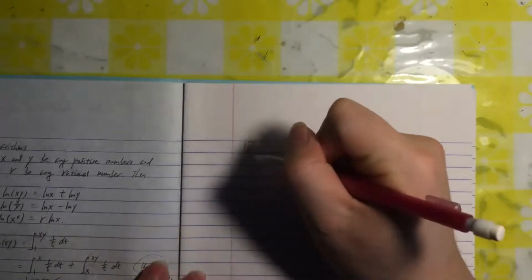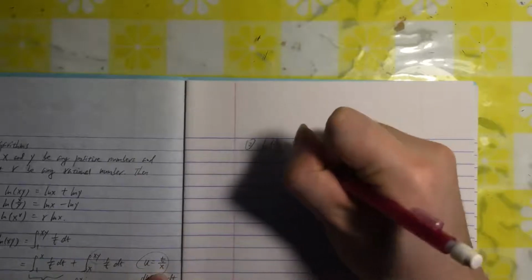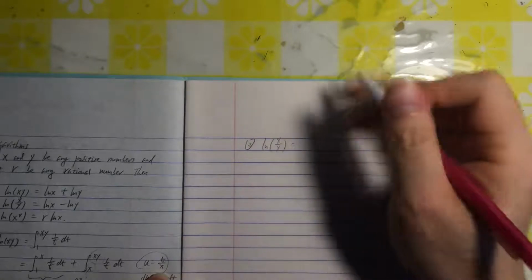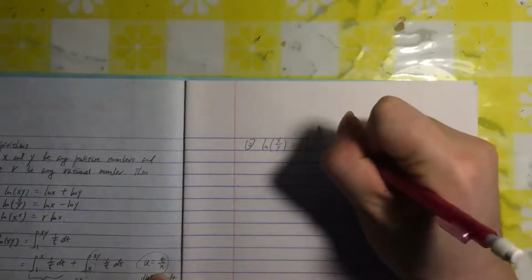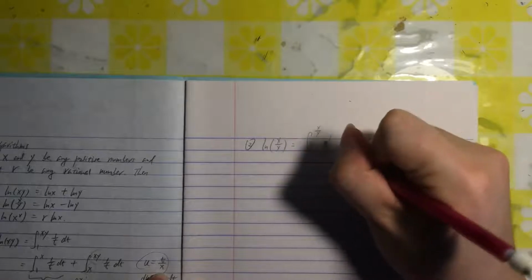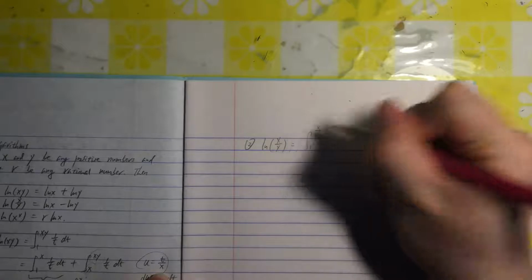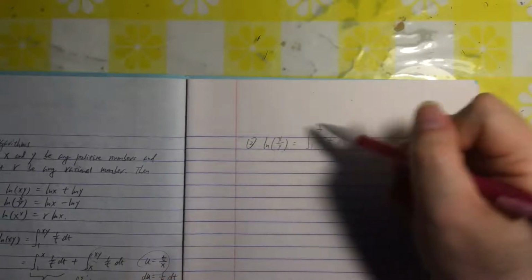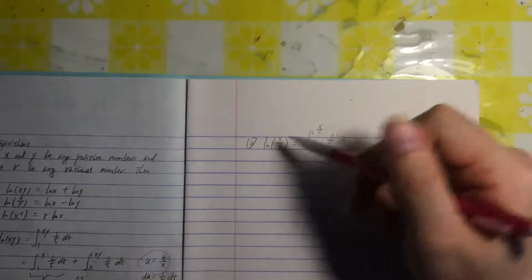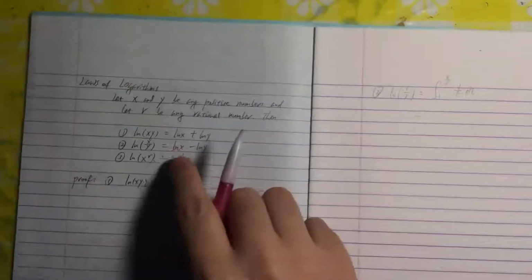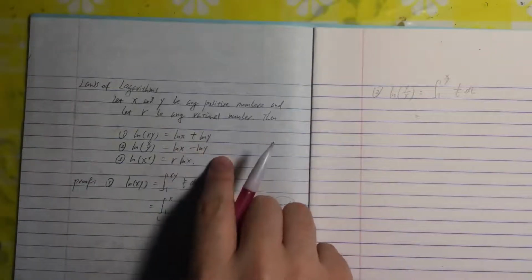Next, how can we prove the second law? Second law, ln of x over y. That can be written as integral from 1 to x over y, 1 over t dt. That's the upper limit. Lower limit is 1. We try to show this equal to ln of x minus ln of y.